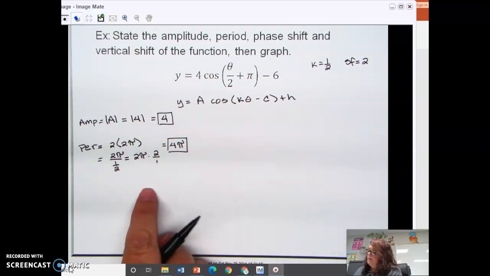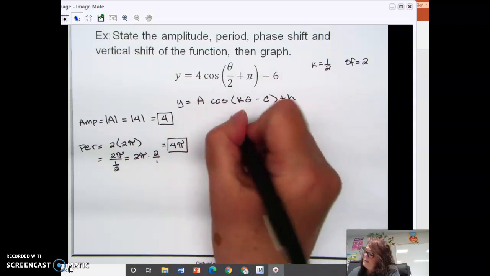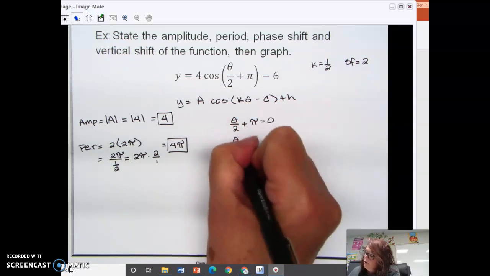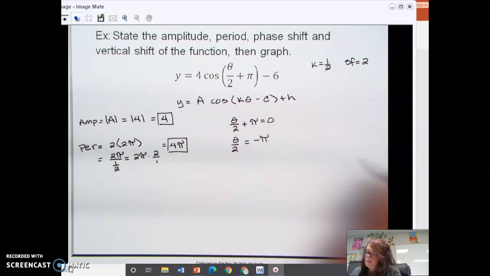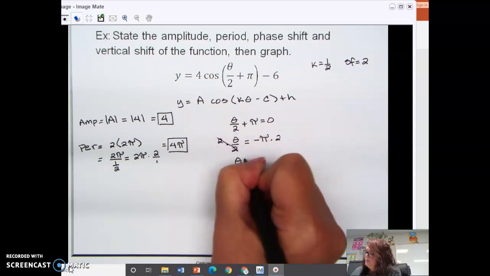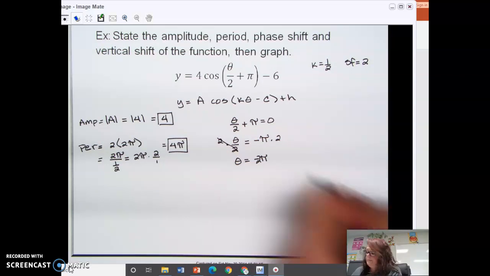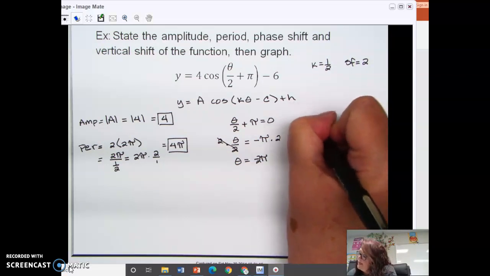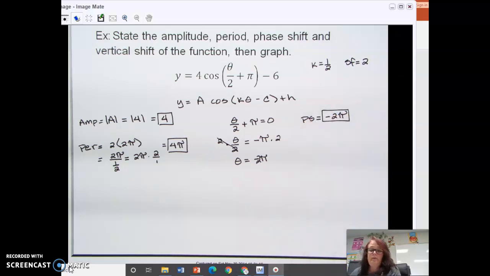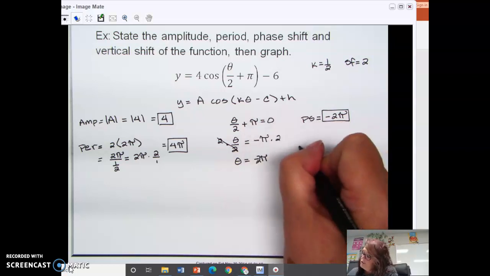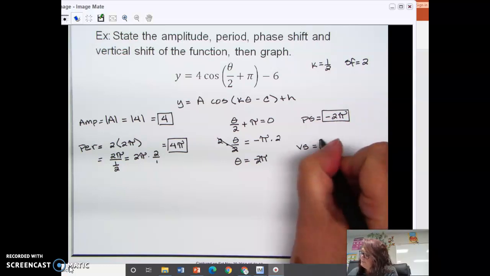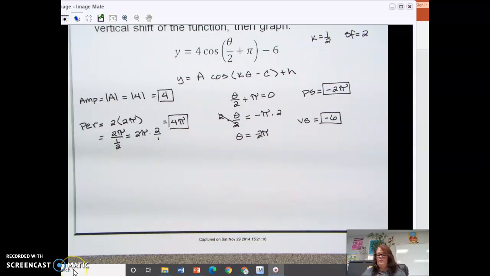Okay. Then my phase shift is what happens when I set the parentheses equal to 0. So if theta over 2 plus pi is equal to 0, we get theta over 2 is equal to negative pi, subtracting pi from both sides. Then multiplying both sides by 2, we get theta is equal to negative 2 pi. So that means my phase shift or my horizontal translation is going to be to the left 2 pi. And then my vertical shift is my h, and my h value is negative 6. So these are the 4 things that we need to remember.